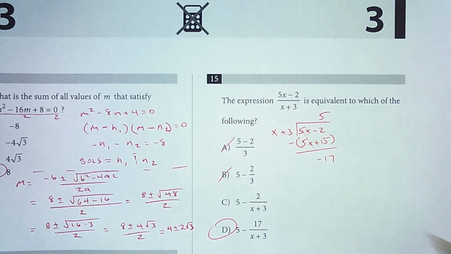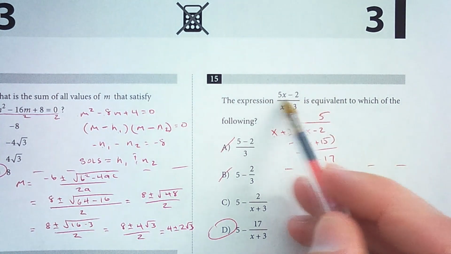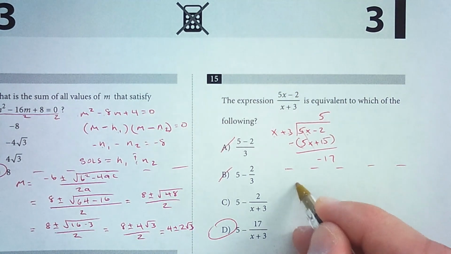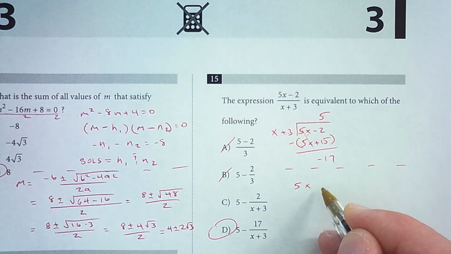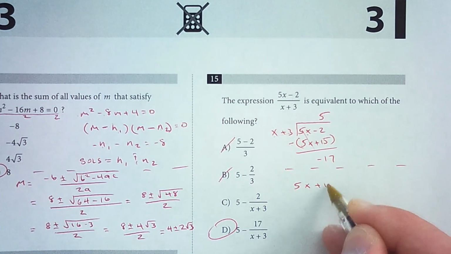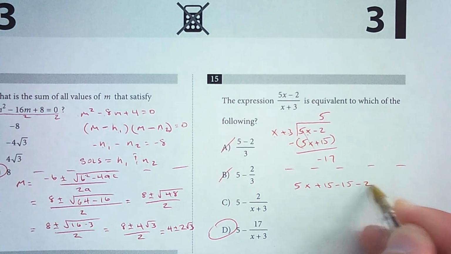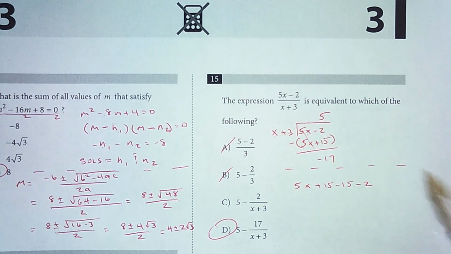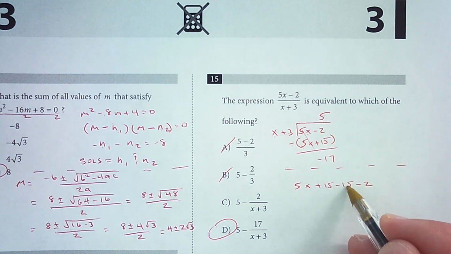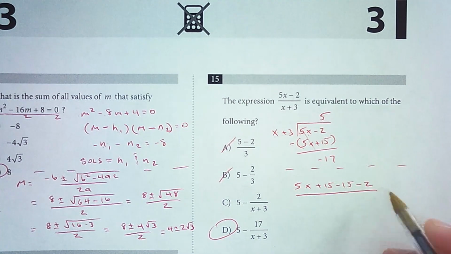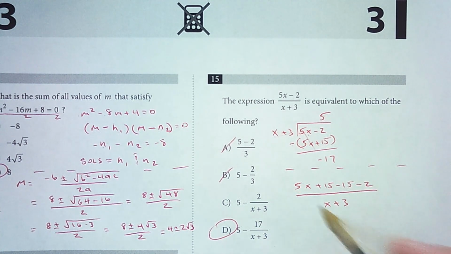Now another way that we could do this, and this requires a little bit of looking ahead and seeing what we might be able to cancel, is to rewrite this numerator as 5x plus 15 minus 15 minus 2. Okay, now that didn't change any values because plus 15 and minus 15 is really adding 0. And here's why we did that.